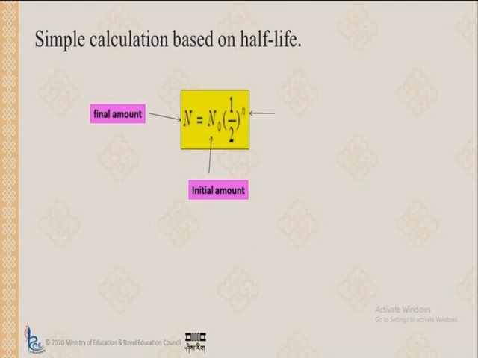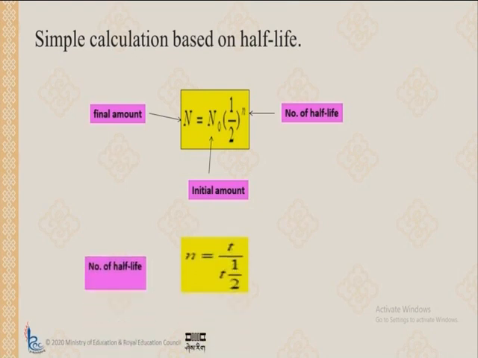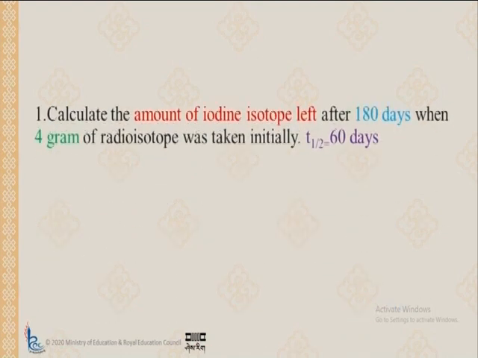And what is this n here, small letter n? This is the number of half-lives. Again, you have the formula to calculate the number of half-lives. This is the formula: n is equal to T by T half. So what is T? It is time, and this T half is the half-life. Now based on this formula, we will solve a numerical problem. So this is the question.